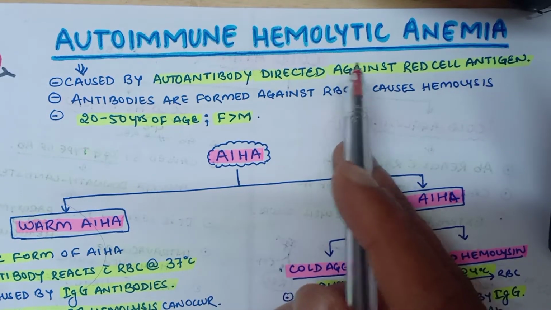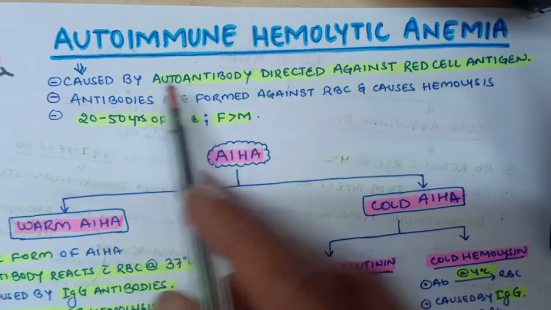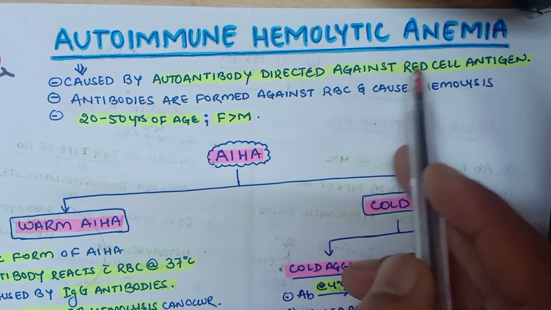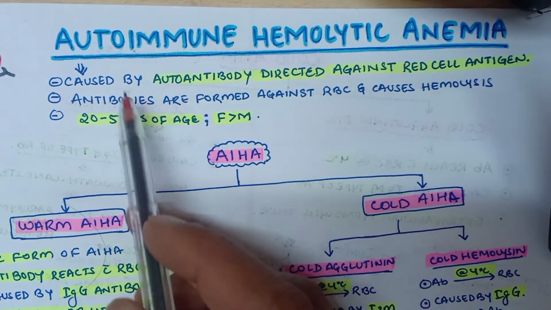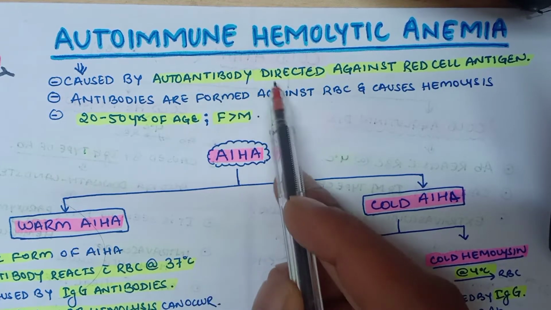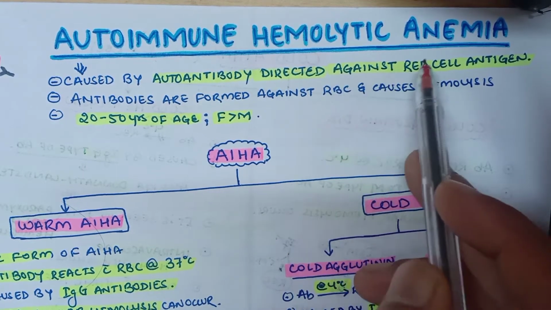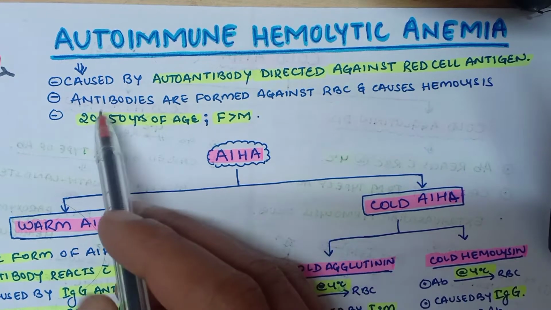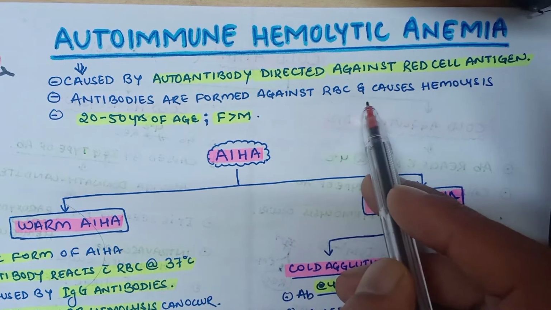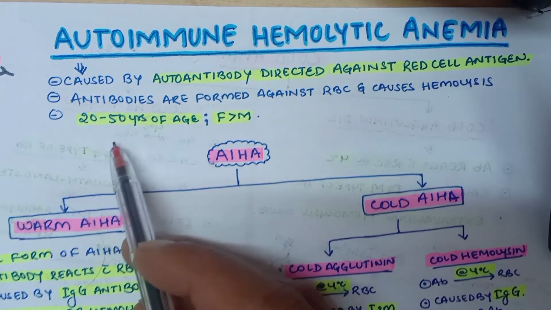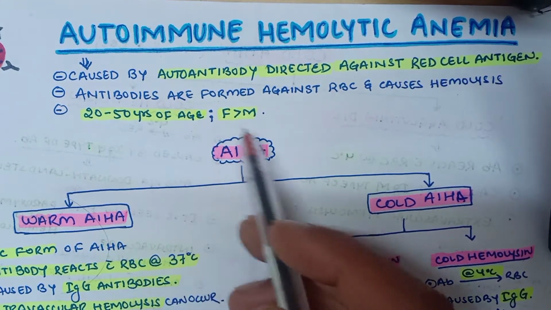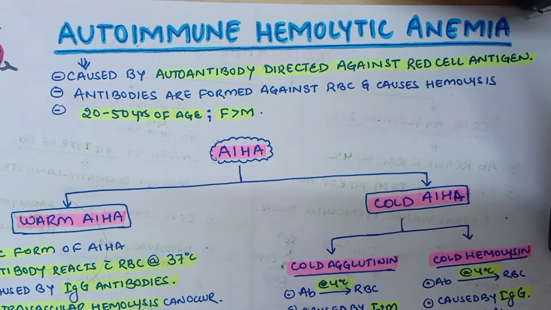Autoimmune hemolytic anemia is caused by autoantibodies directed against the patient's own red cell antigen. Here the antibodies are formed against RBC antigen, and this will lead to hemolysis. It is commonly seen in 20 to 50 years of age, and females are more commonly affected than males.